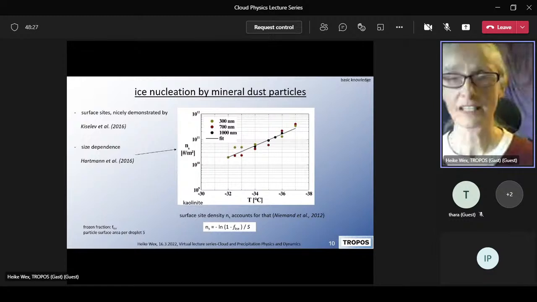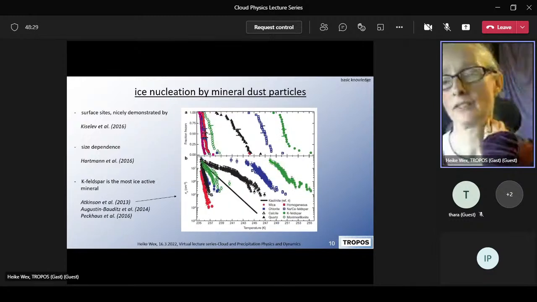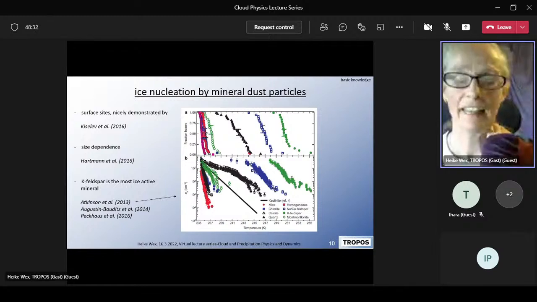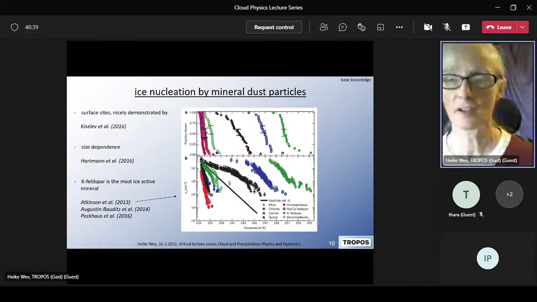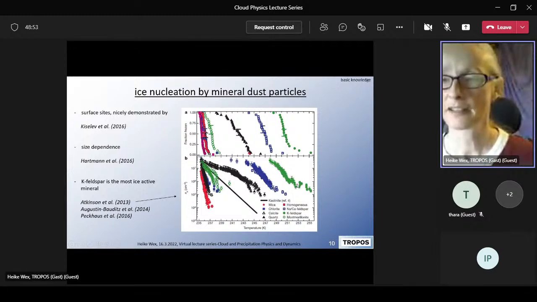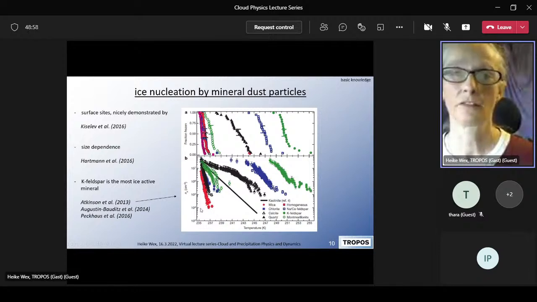But back to our mineral dust particles, that is one thing that was newly found in the last decade, and that is that among all minerals, potassium feldspar is the most ice-active mineral. You can see that here in that plot by Atkinson. I added more publications here. There are even many more out there. You see here the frozen fraction again, here that NS parameter. And for both, the green dots, that is the potassium feldspar, are by far the most ice active. So that is the important mineral to look for in the atmosphere if INP are concerned.